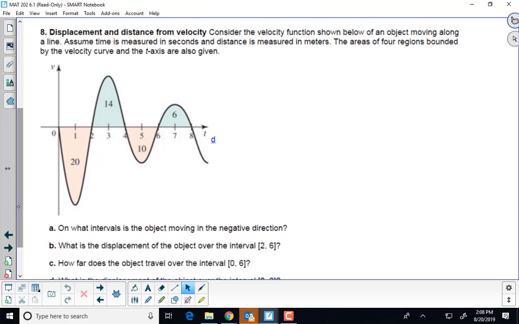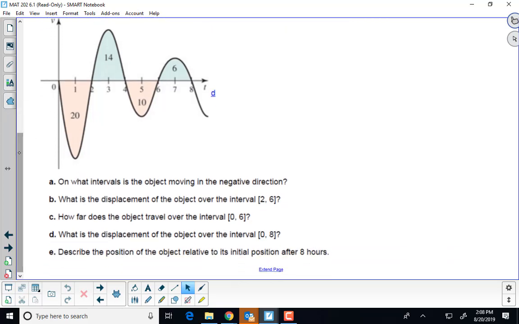Okay, so here we have another picture of a velocity curve. Again, we're imagining motion along a line. It can be in any sort of direction, whatever. We're just imagining a line with a ball or something moving along it. What they've done here is assign the area for each of these pieces, and then we want to answer some questions about this. So we've got that velocity function right there.